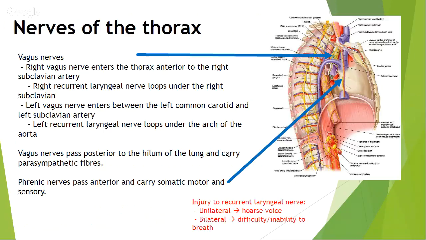The right recurrent laryngeal nerve loops under the right subclavian, while the left loops under the arch of the aorta. It's particularly key because it can be damaged in surgeries and aneurysms of the aorta. If that occurs unilaterally, so with damage to the left side, you'll get a hoarse voice. If you manage to damage both recurrent laryngeal nerves, you'll have difficulty breathing.